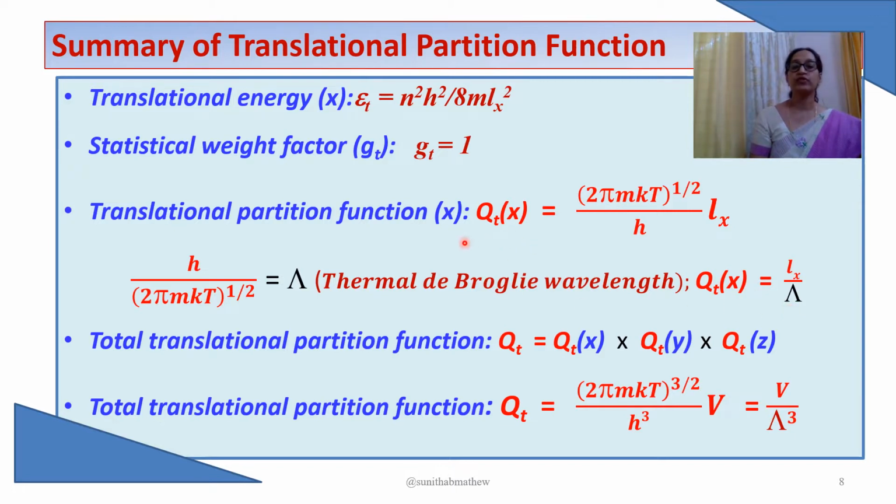Similarly, we can have the components along y and z, and the total translational partition function will be the product of Q_tx into Q_ty into Q_tz. On substituting the values, we get lx into ly into lz, which is equal to V. So the total translational partition function is given by Q_t = (2πmkT)^(3/2)/h³ times V. We can introduce lambda here, so we will have lambda cube. So Q_t will be equal to V upon lambda cube.